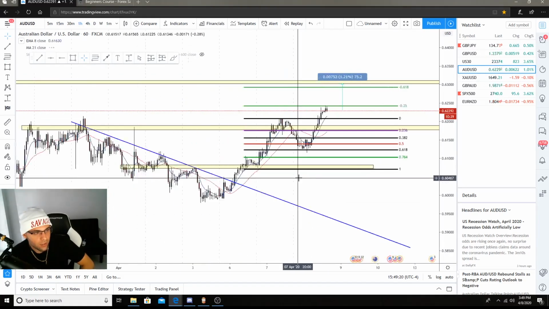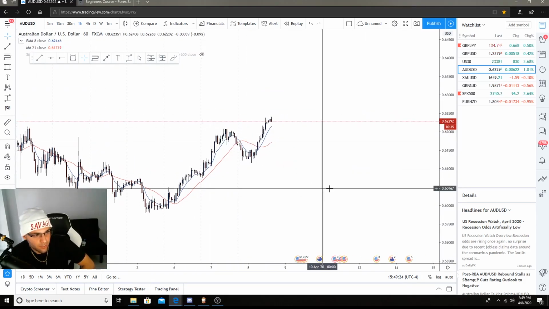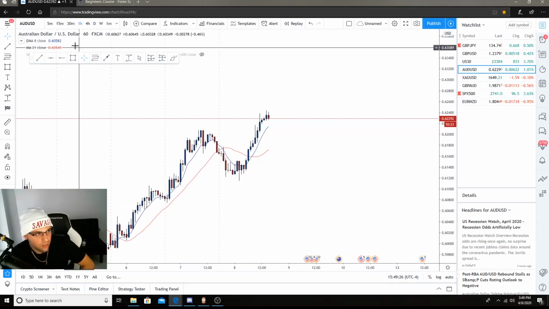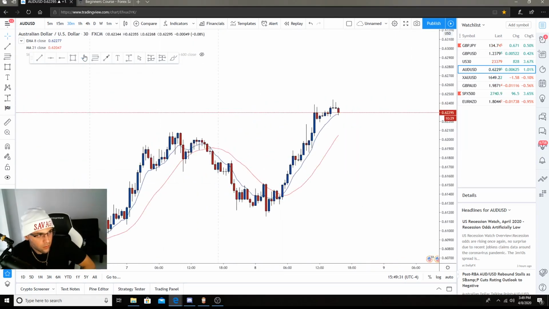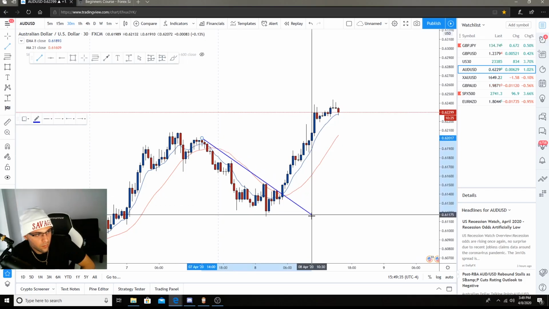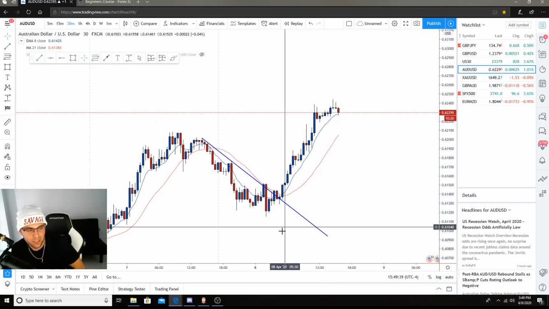Now let's go to the 1 hour. You can't even put a trend line in there, you know what I'm saying? You can't. Let's go to 30 minute. Let's see if we can draw a trend line here. Look at that. It doesn't even look valid.